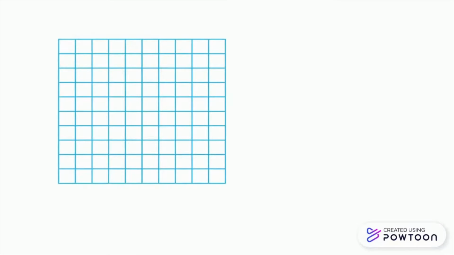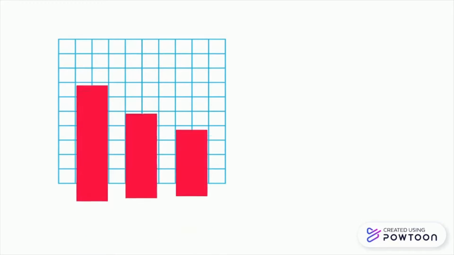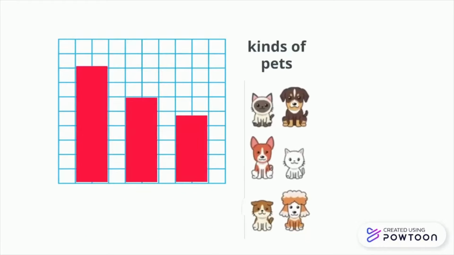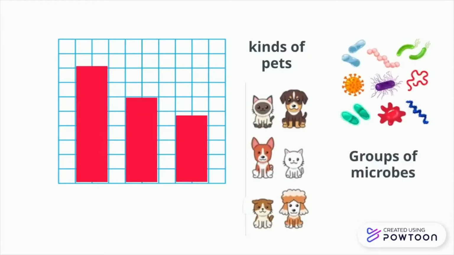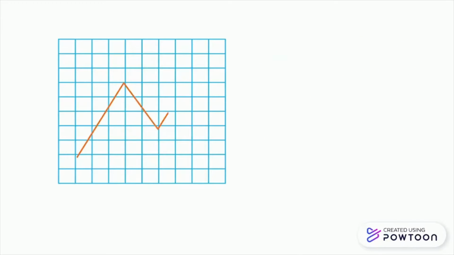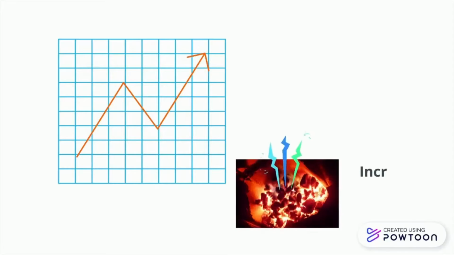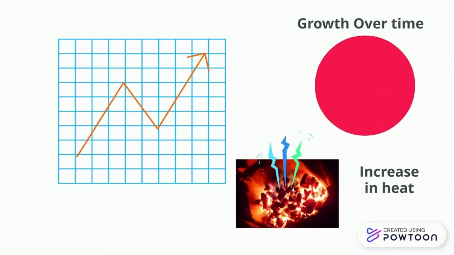A graph is used to visualize or create an image of numbers or data. A bar graph is used when we compare different groups. A line graph is used when we are looking for trends, which is a direction something is changing. This can happen as something increases or decreases, such as a pattern over time.